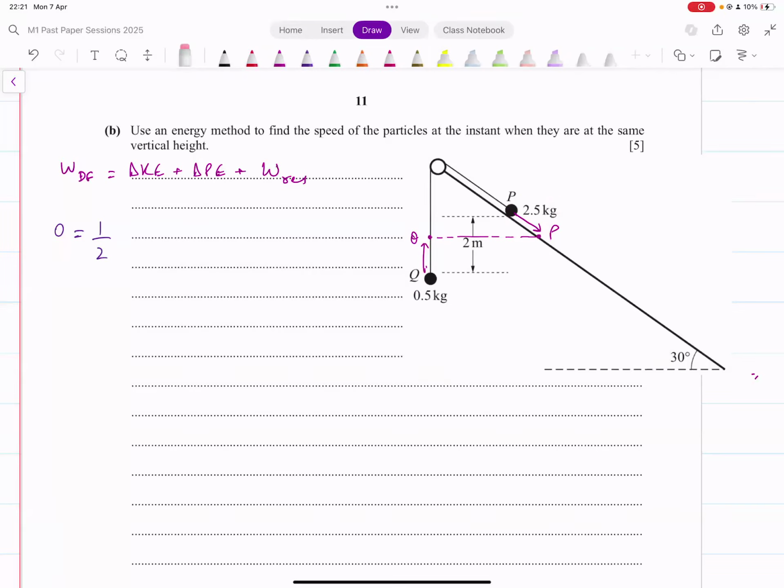Since they're connected to each other, their speeds are going to be the same, right? Whatever speed Q moves at, it should be the same speed that P moves at. So what's the total mass of the system? The total mass of the system is 2.5 plus 0.5. That's the mass into V squared minus U squared. What's the final speed? We don't know. Let's just call that V. Initial speed was 0. That's the change in kinetic energy. Okay, that's the change in kinetic energy. Okay, what next now?